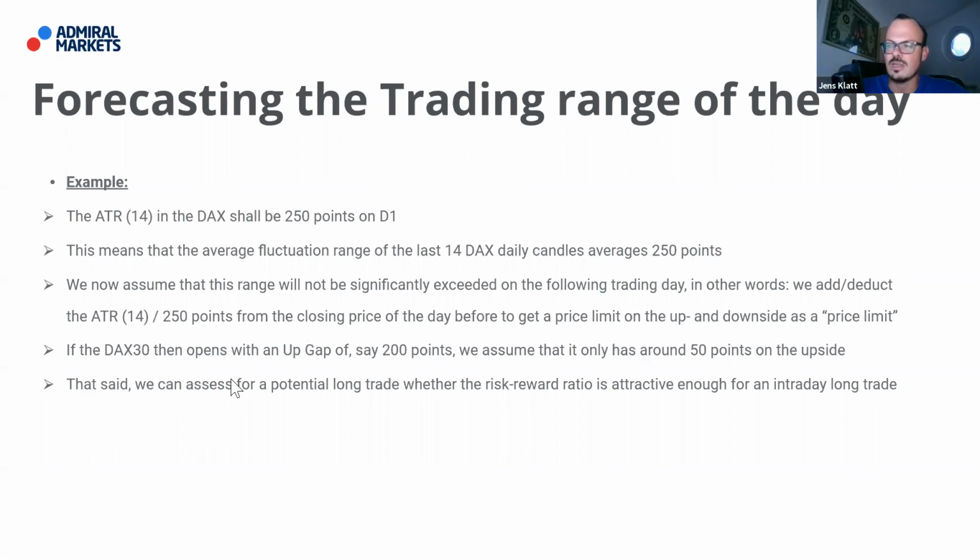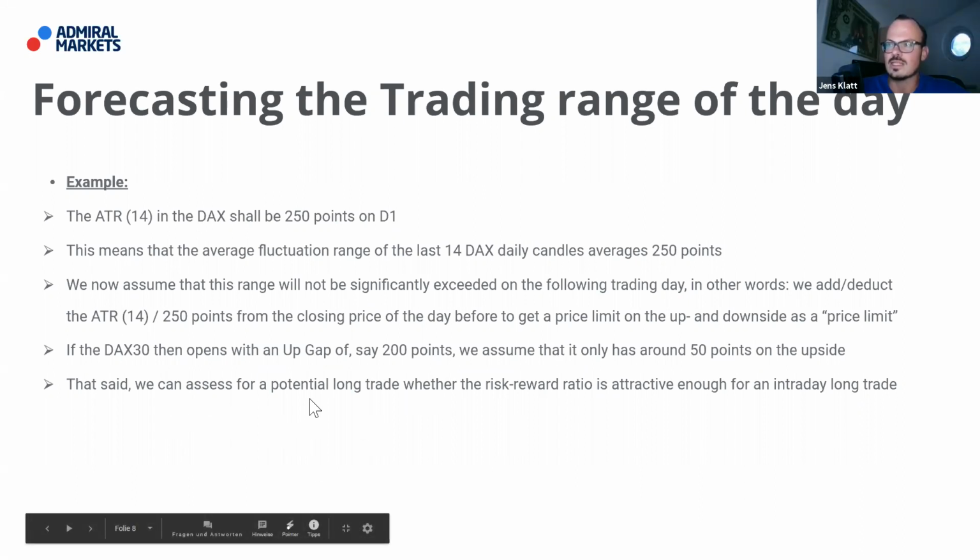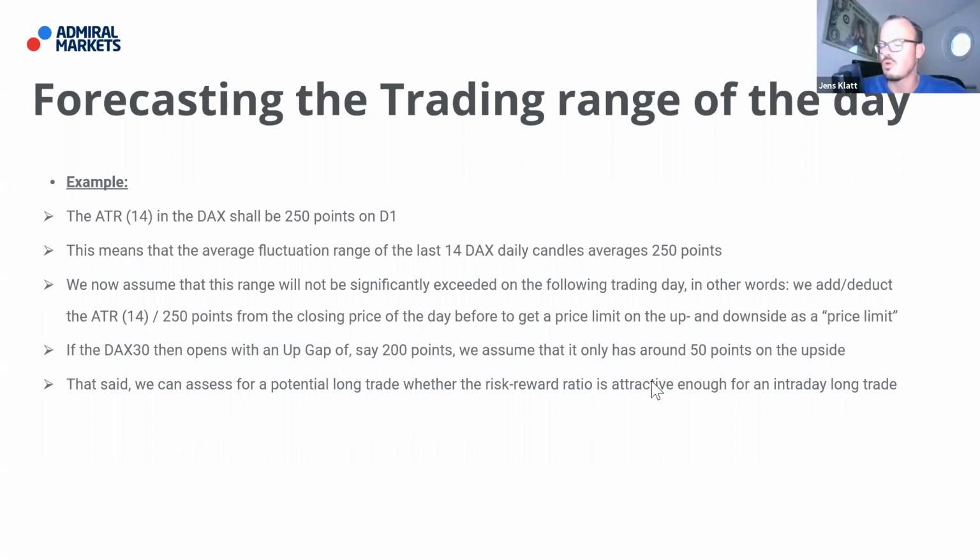And then if the DAX 30 opens within an up gap of, let's say, 200 points, for example, we assume that it only has another 50 points to go on the upside, or on the downside, depending on where and which direction we gap here. And that said, we can assess for a potential long trade, but also for a short trade, certainly, whether the risk reward is attractive enough for our intraday trading setup, or if it's an automated setup, as the one I just described in our Traders Yard community, that we probably intervene discretionarily here and try to get more aggressive with our stop once we today, for example, reach a region around 12,900 points.